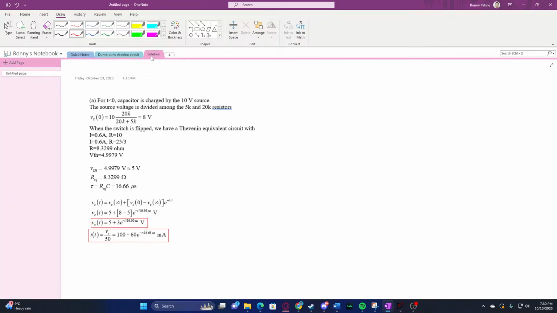The part that bothered me was that this Thevenin voltage right here.